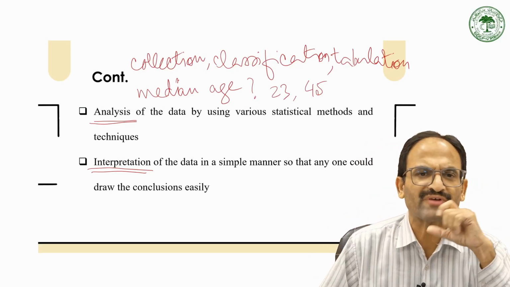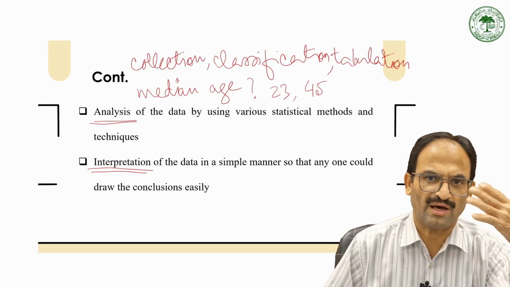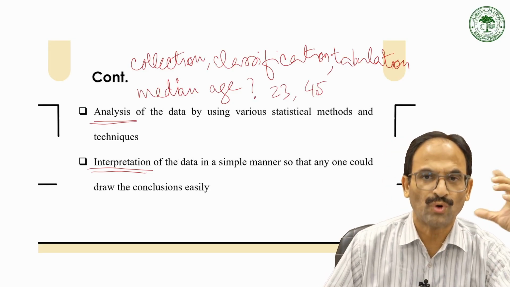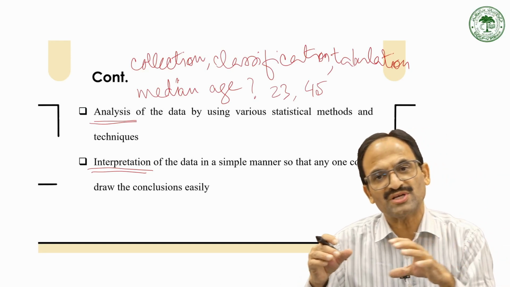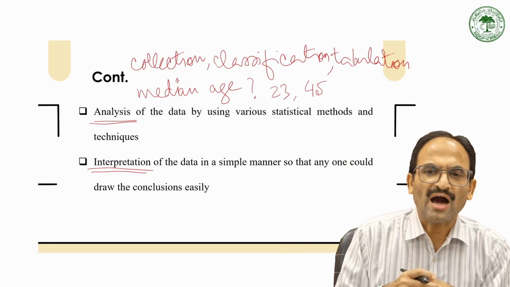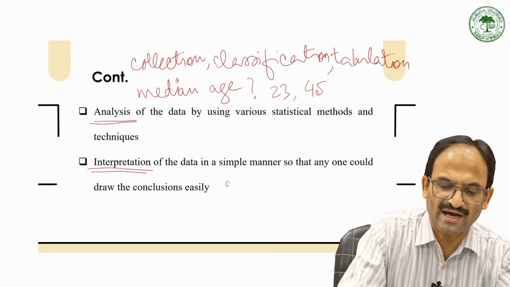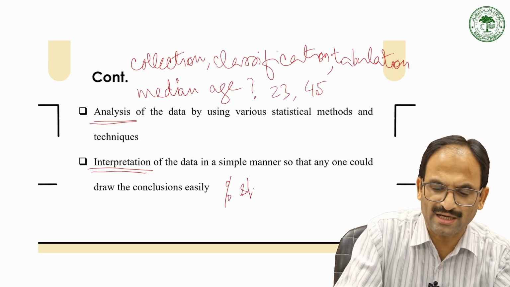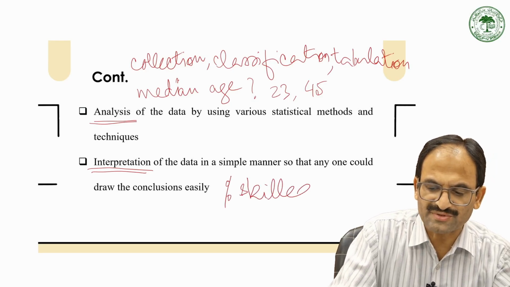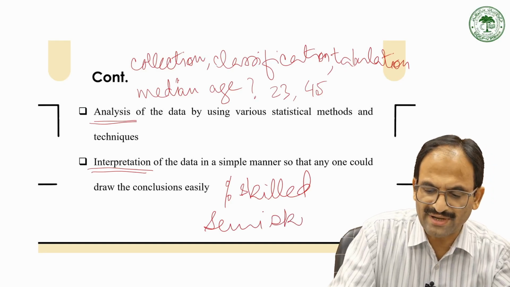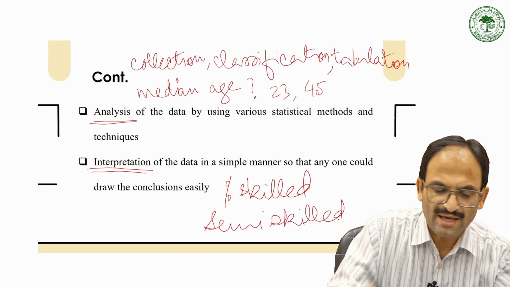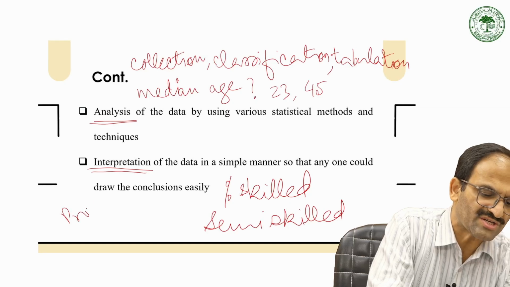So how have we come to this conclusion that we have more youths or fewer youths, or that our population is aging, or how many percent of the people are skilled, or sometimes semi-skilled, or holders of professional degrees?